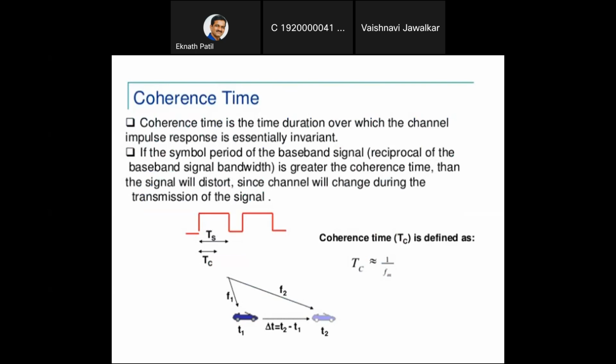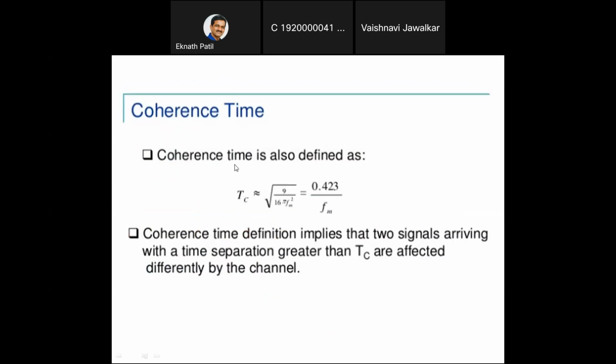TC is defined as TC is equal to 1 by FM. When the signal is transmitted in the medium, it may happen that a problem arises for this coherent time. So we must understand that the channel impulse response is invariant within the coherent time. Coherence time is also defined as TC is equal to root 9 divided by pi FM square, so it is equal to 0.423 divided by FM. The coherent time definition implies that two signals arriving with a time separation greater than TC are affected differently by the channel.